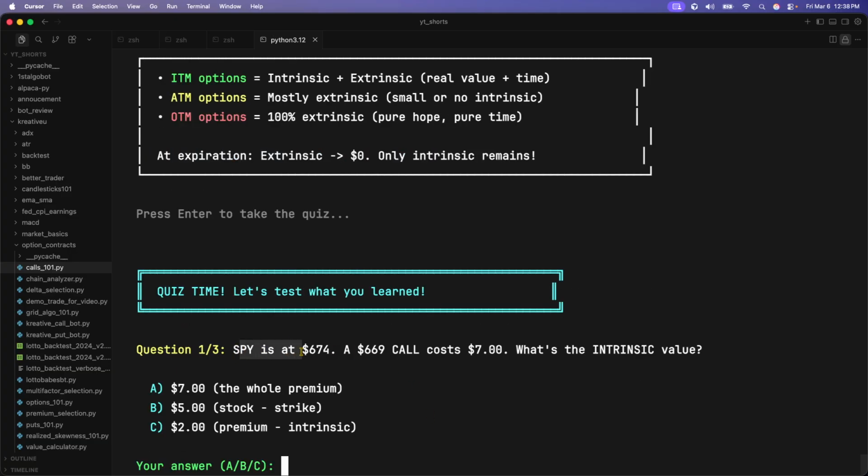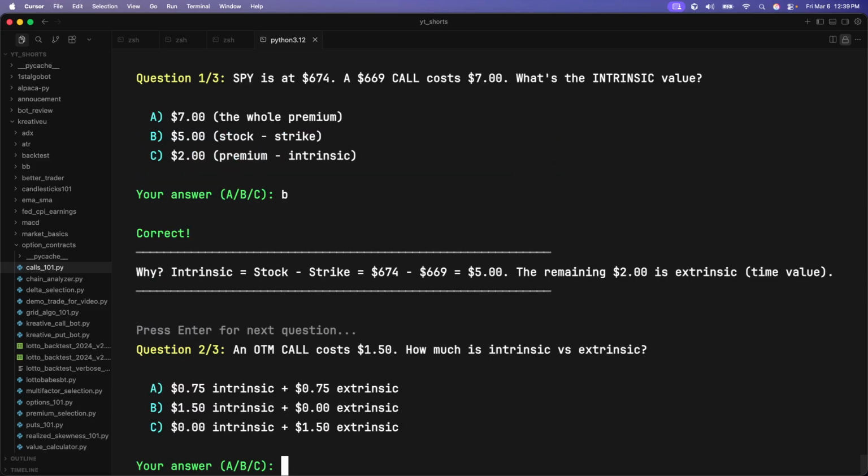So we have our SPY at 674. That is our stock price, right? And a call with a strike price of 669. So 674 subtract 669, that is 5. So $5, right? It costs $7. What is the intrinsic value? The intrinsic value is going to be the stock price minus the strike price. So it is going to be that $5 here.